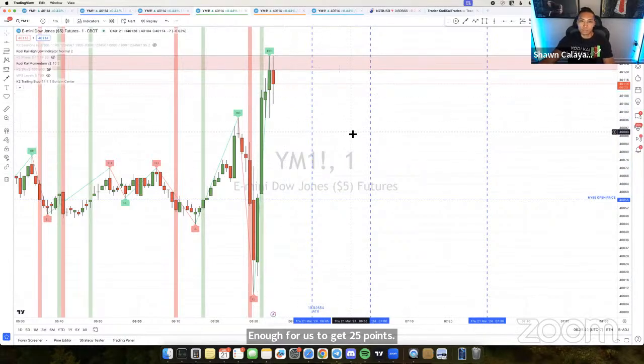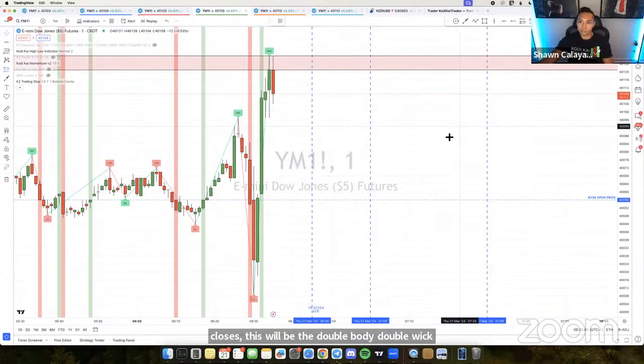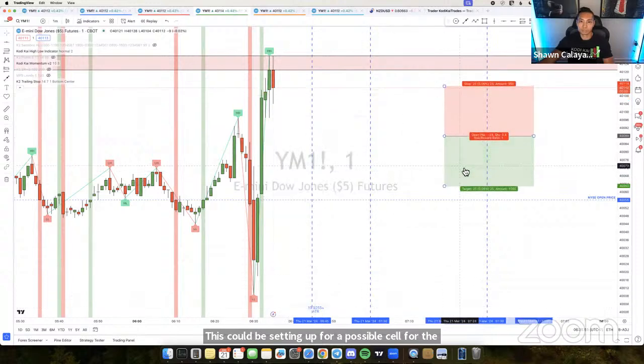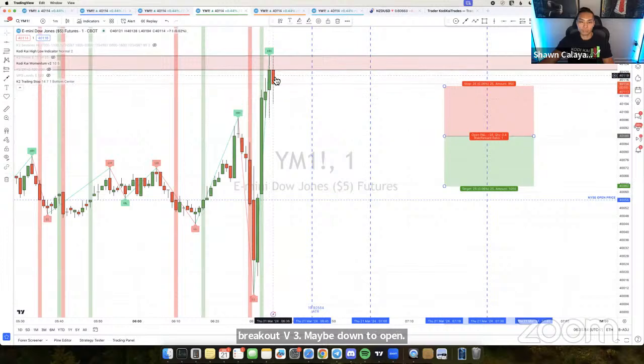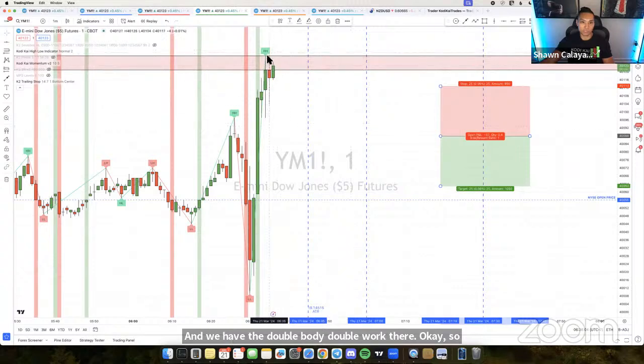And we will see what happens here. So if this here closes, this will be the double body, double wick. This could be setting up for a possible sell for the breakout V3, maybe down to open. So we got a double body and a double wick right here. This candle's going to close in about 3 seconds. And we have the double body, double wick there. Okay, so we'll keep looking over here to see if this ends up dropping down further. Probably won't. This high is probably going to get pushed up higher if it pushes up.